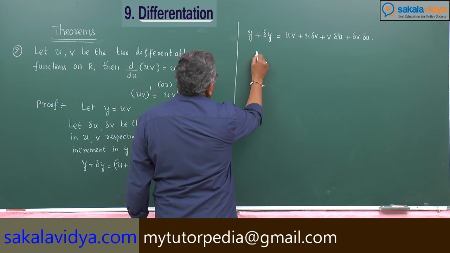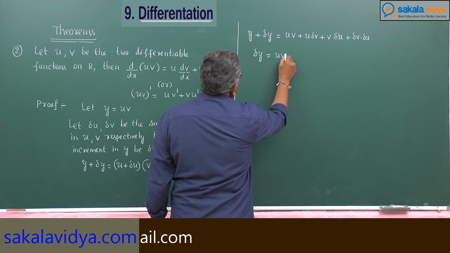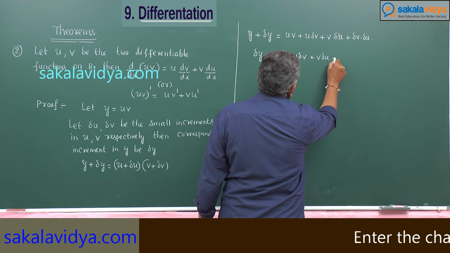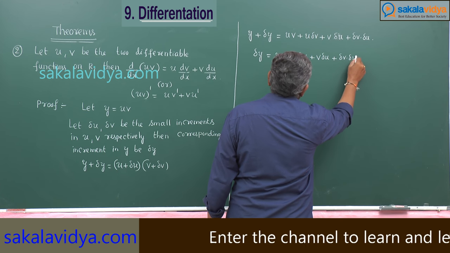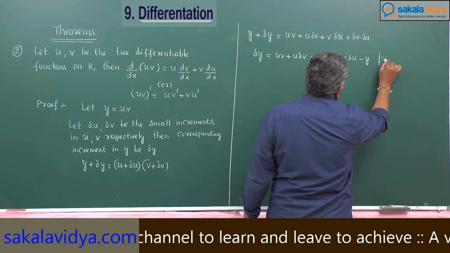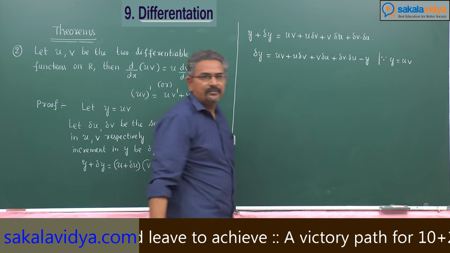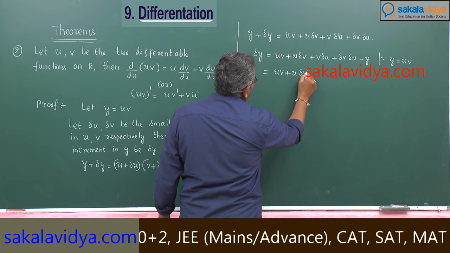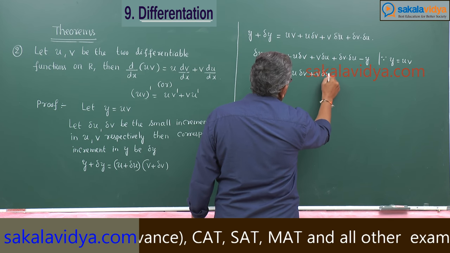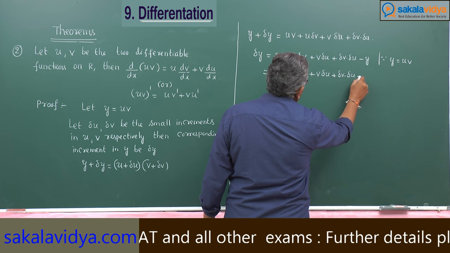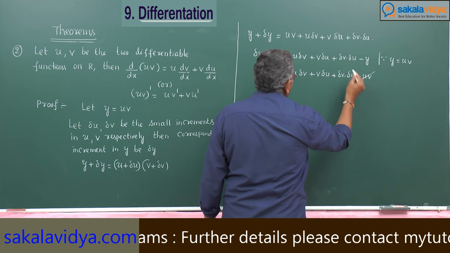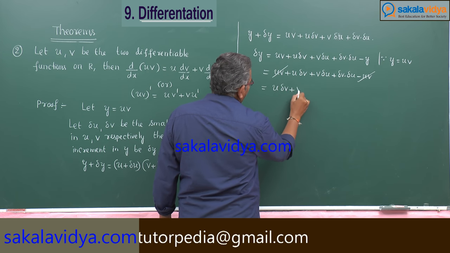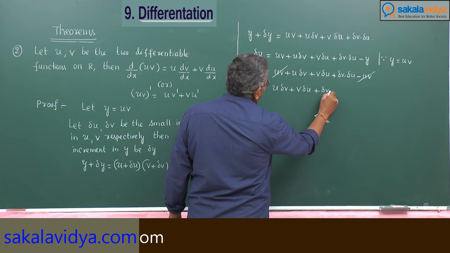So now delta y is equal to uv plus u delta v plus v delta u plus delta v into delta u minus y. What is y? Y is equal to, we know, uv. Let us substitute it. uv plus u delta v plus v delta u plus delta v into delta u minus uv. uv gets cancelled. So we have u delta v plus v delta u plus delta v into delta u.